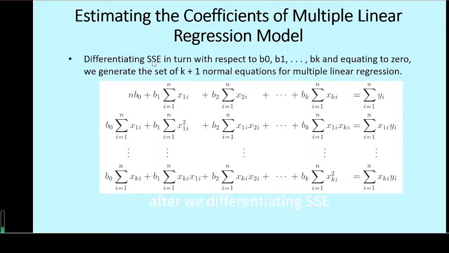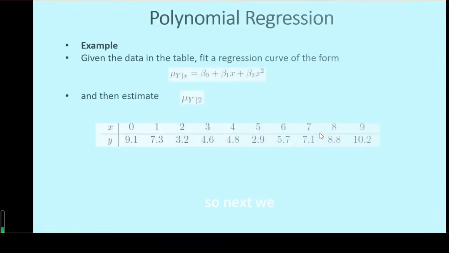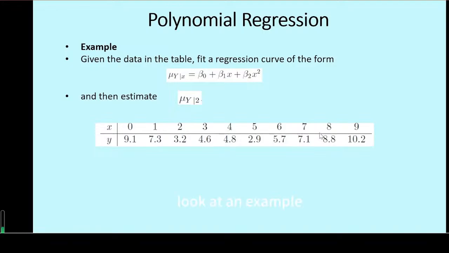After differentiating SSE, the sum of squared residuals, with respect to these parameters, we can get these normal equations and estimate the parameters beta 1, beta 2, beta k. Next we look at an example. Given the data in a table, fit a regression curve of the model mu y given x equals beta 0 plus beta 1 x plus beta 2 x squared, and then estimate mu y given x equals 2.